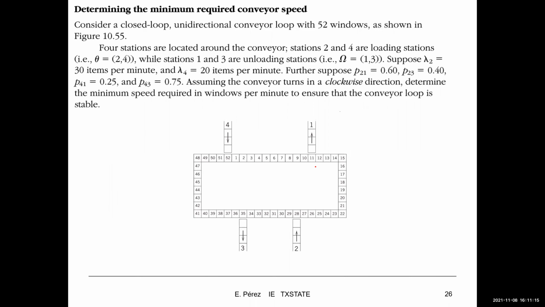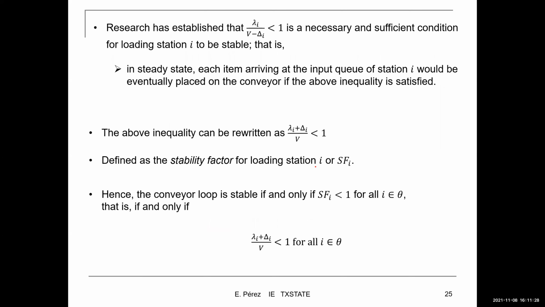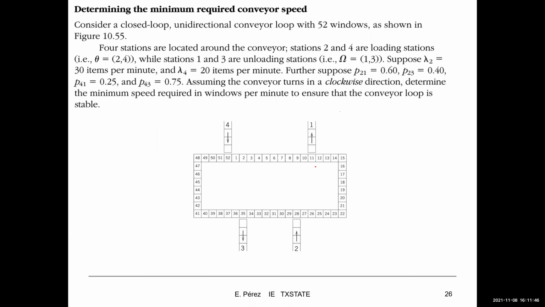Okay, so using this information, we're gonna look at this example. We want to determine the minimum required conveyor speed. We want to know how fast this conveyor needs to go in order to meet this stability condition. The speed is right here. So we want to determine what the speed will be so our conveyor can operate in this stable condition. That's the goal of this problem, determining the minimum required conveyor speed.